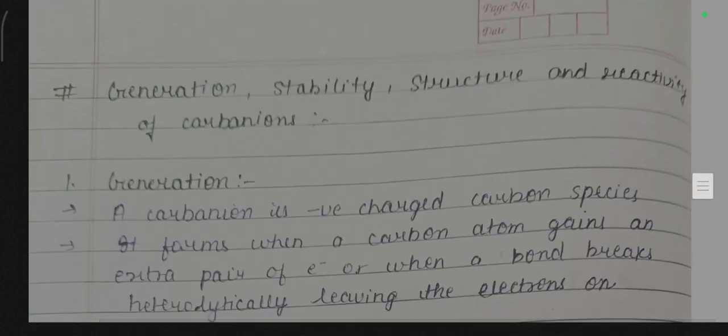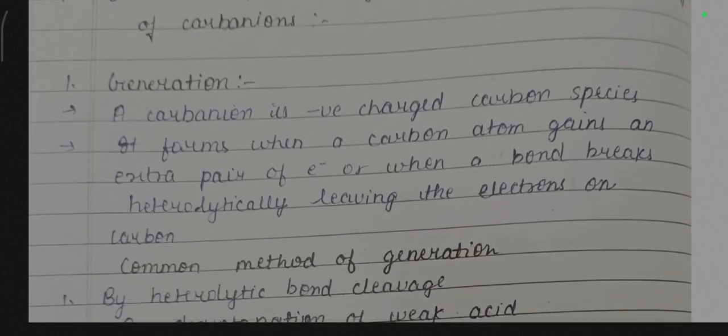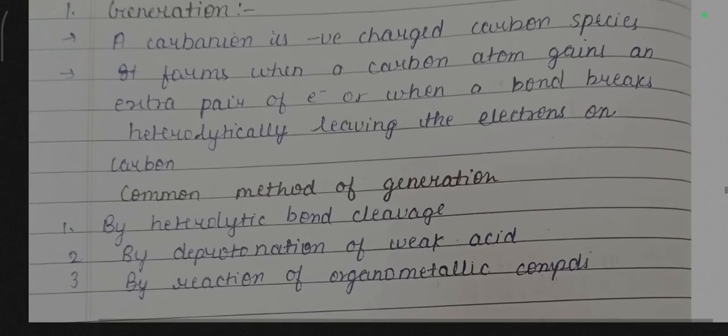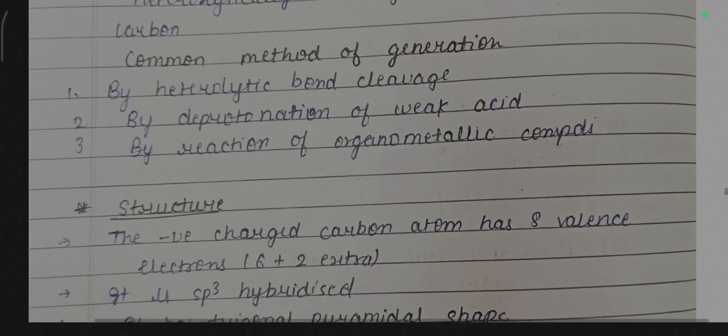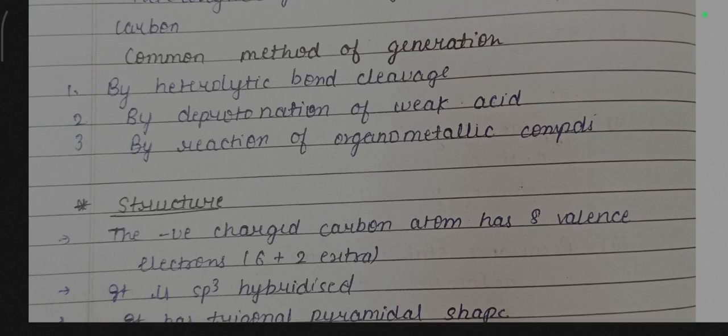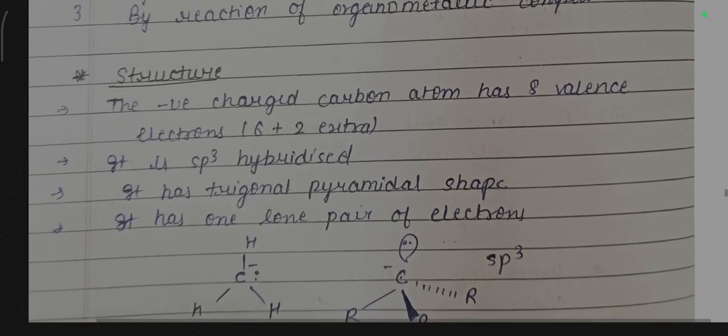Generation, stability, structure and reactivity of carbanions. Generation. A carbanion is a negatively charged carbon species. It forms when a carbon atom gains an extra pair of electrons or when a bond breaks heterolytically, leaving the electrons on carbon. Common methods of generation: by heterolytic bond cleavage, by deprotonation of a weak acid, by reaction of organometallic compounds. Structure. The negatively charged carbon atom has 8 valence electrons, 6 plus 2 extra.